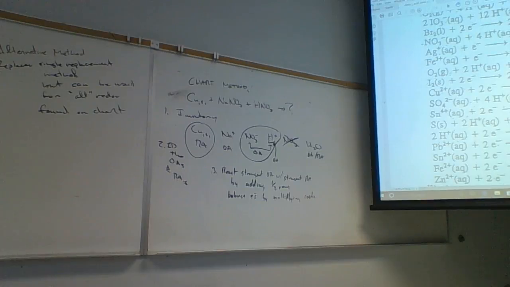And so let's add it together. We're going to get 3 coppers, and we're going to add everything on the reactant side, plus 2 nitrates, plus 8 H plus, 6 electrons. This is going to yield 3 copper 2 plus, plus 6 electrons, plus 2 NO gas, plus 4 H2O liquids. And so I just went ahead and multiplied it through. And this is what you have to see.